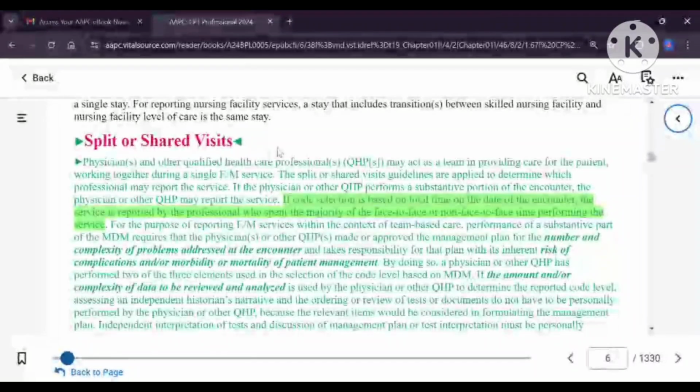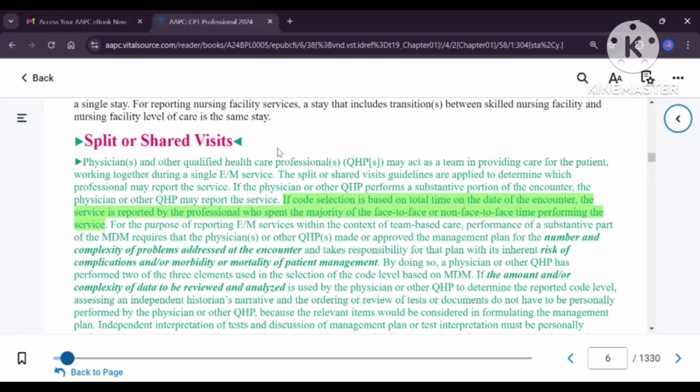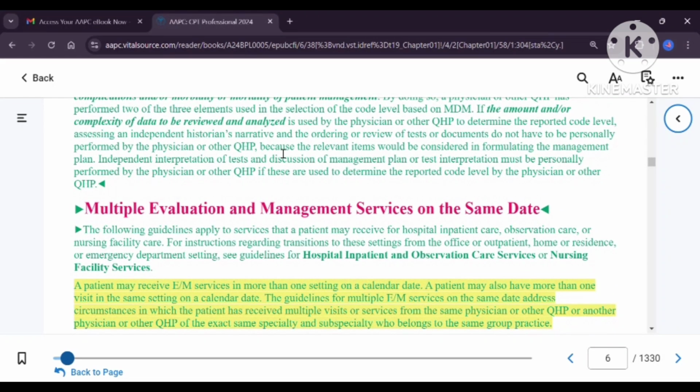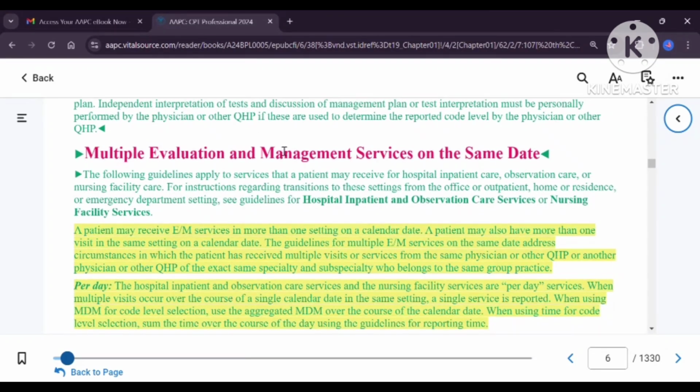Next, this is again about split or shared visits. That means a doctor can visit the patient multiple times, but whenever the code description says that the total time has to be coded, you have to add the timings together and report it as a single code. Next point is multiple E&M services on the same date.